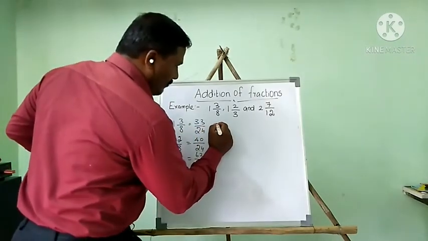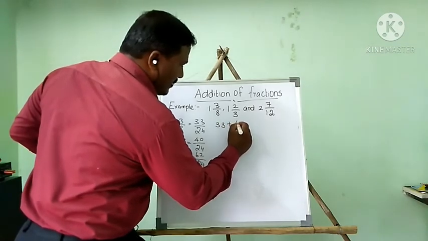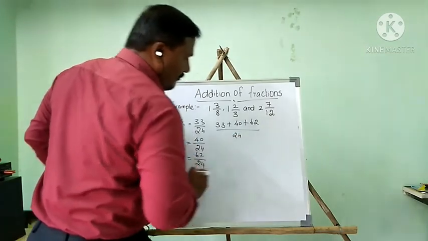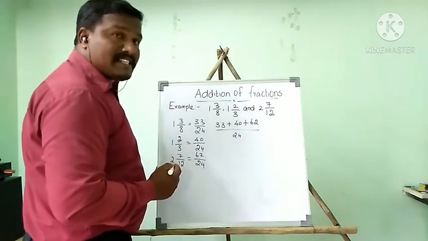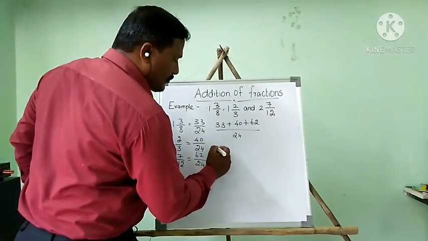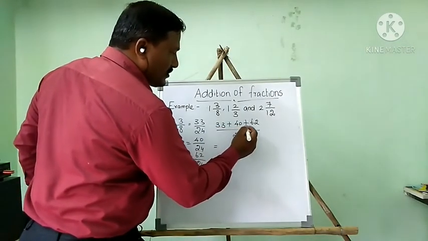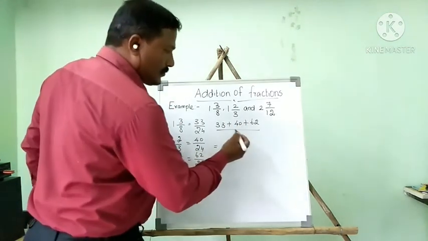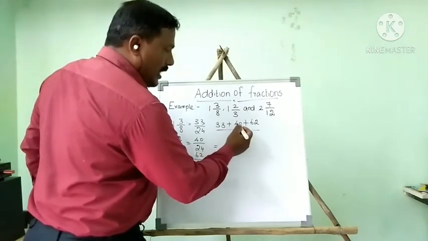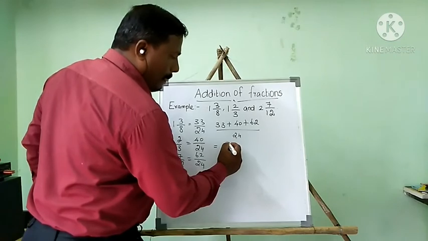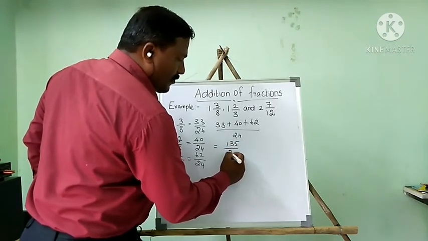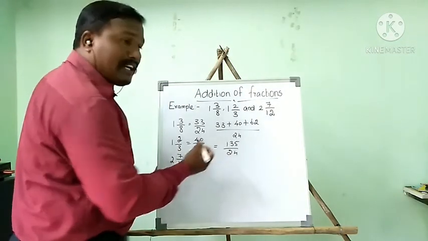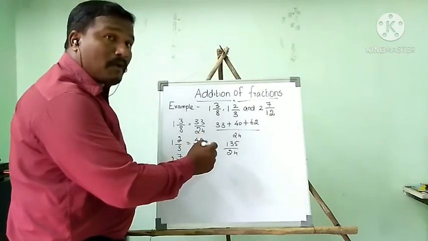33 plus 40 plus 62, whole divided by 24. Because all the denominators are the same, now we can add easily. So step 2, 33 plus 40 is 73, 73 plus 62, how much? 135. 135 divided by 24. If you see, 24 the denominator is small, the numerator is big. It's an improper fraction.